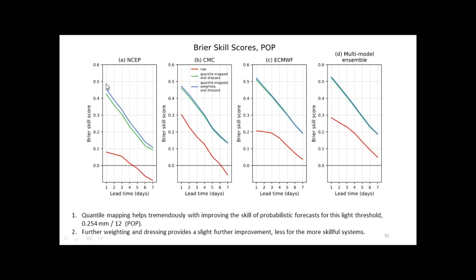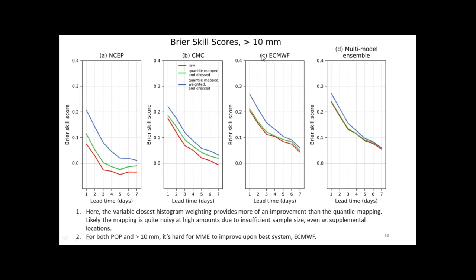So part of it is the post-processing system has been able to restore a lot of the skill difference between it and the Canadian and the European center systems, though the European center system after post-processing is better than either the Canadian system or the NCEP system. This is the skill for POP, for a light event. Let's look at a heavier event here.